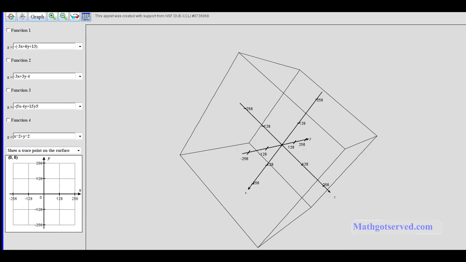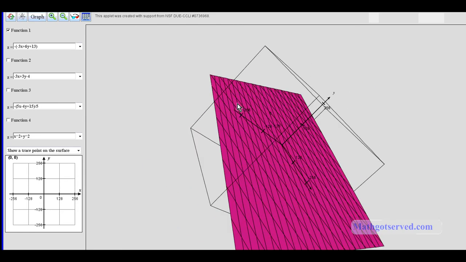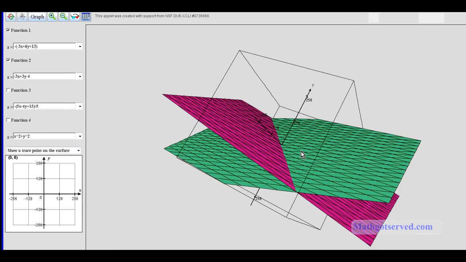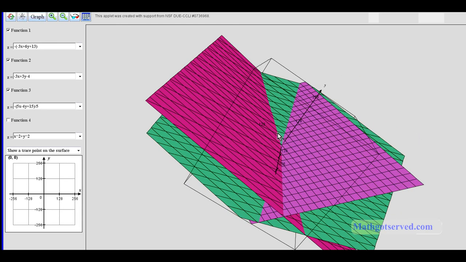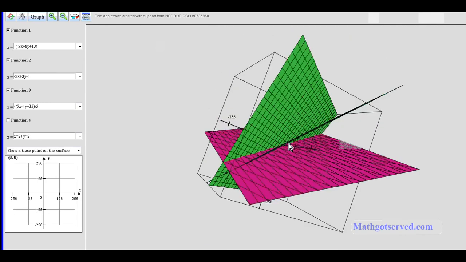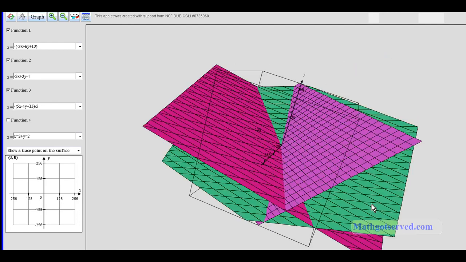All right, so let's go ahead and graph the three equations. So there goes the first graph. This plane represents the first equation. Second equation represented by the green plane. And then the third equation represented by the other plane, okay? So there you see that the three planes intersect at a point. Do you see what that point is? Well, the point is somewhere right here.